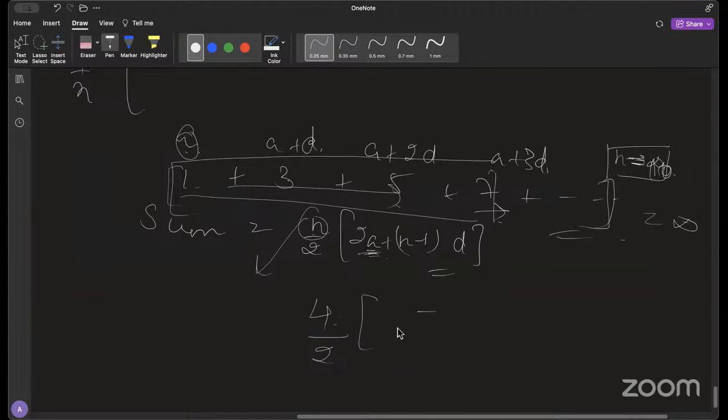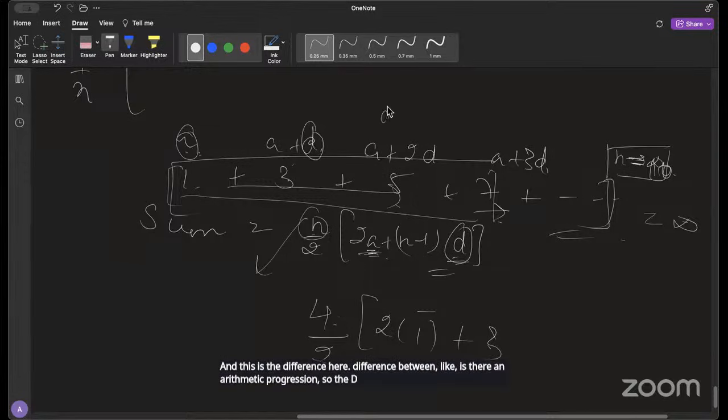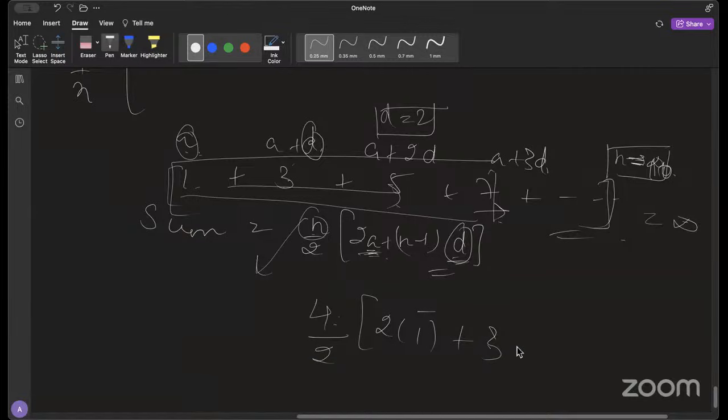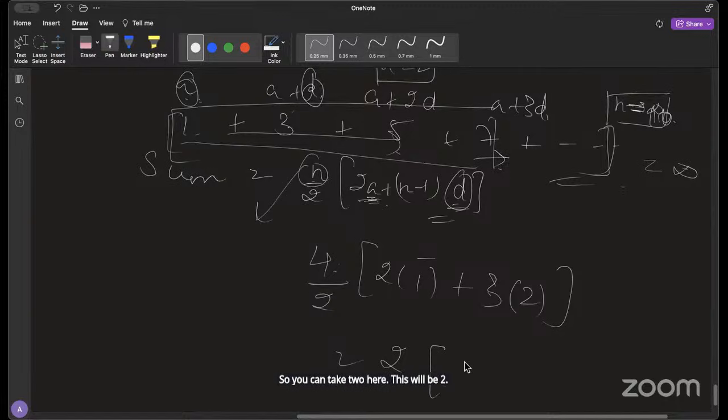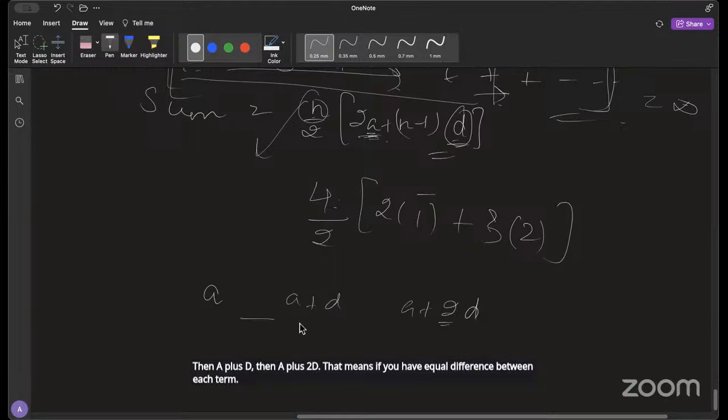And a is the first term. Your first term is 1. So you can do 2 into 1 plus n minus 1, which is 4 minus 1, which is 3. And this is the difference, because they're in arithmetic progression. So the d here is 2, right? So you can use 2 here. This formula is not for any pattern. It's for this pattern only, where you have a, then a plus d, then a plus 2d. That means if every consecutive term has the same difference, then you can use it.